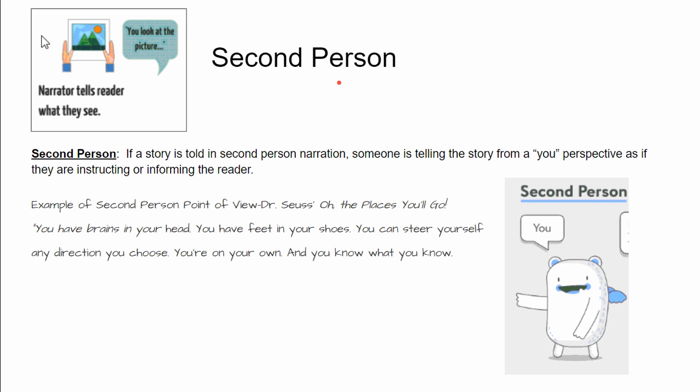Second person we don't see as often, and the example is a little bit different than the examples for first and third person. Second person is when you hear the word you, and the author is actually talking to you as the reader. This example is from a picture book, Dr. Seuss's Oh, the Places You'll Go.